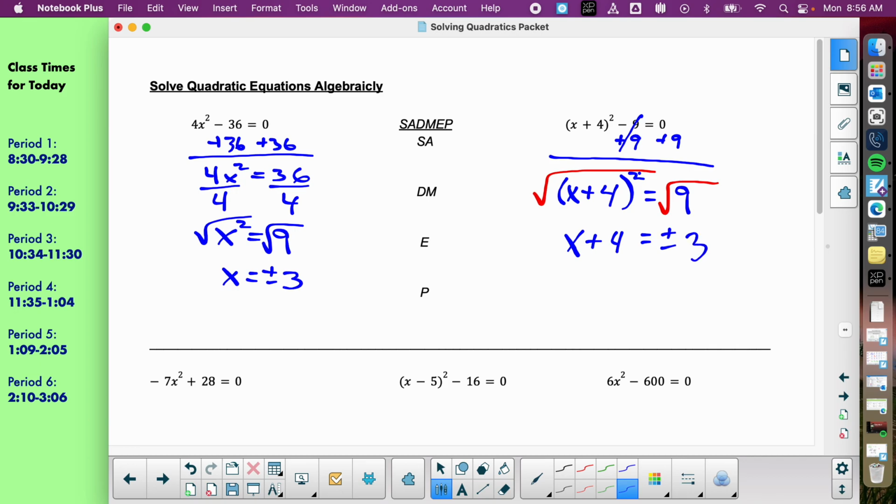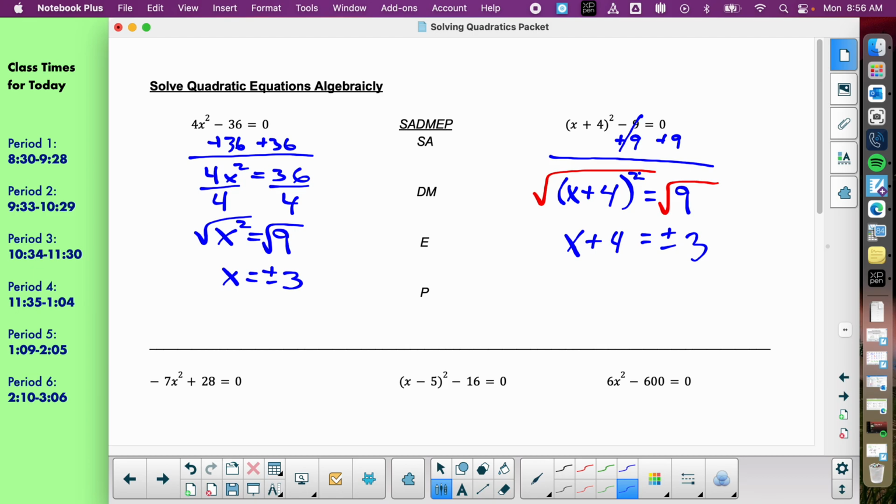Now, I want to emphasize, there's not going to be a certain order that we're always going to do these problems. Your goal is always just to cancel things that are in the way of the x being by itself. Okay, so square root of 9 turns into plus and minus 3.